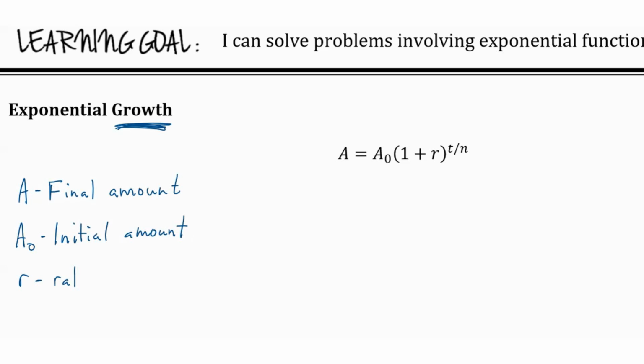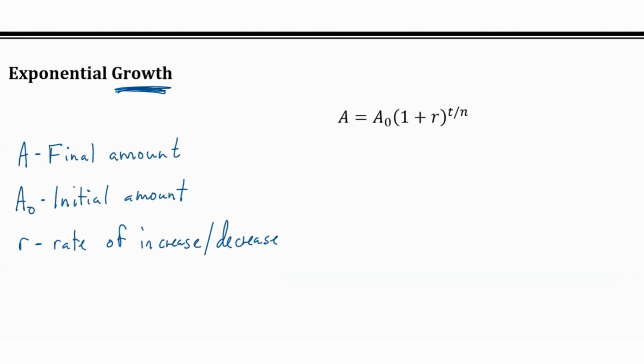R is the rate of increase or decrease. It has to be as a decimal. So if we're not given it as a decimal, we turn it into a decimal. Sometimes it's given as a percent.